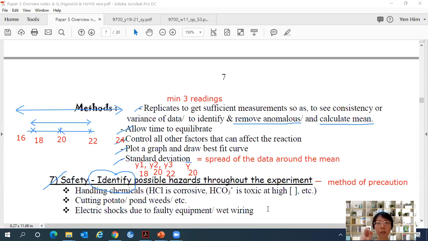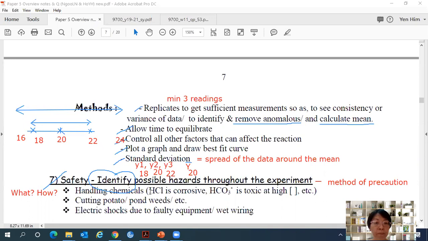So what is the possible danger? What is the item that's dangerous? What is the action that's dangerous? And how to prevent it? You have to write like this: what and how. The keyword here is what and how. So say for example, if you're using chemicals that are corrosive, like HCl or H2O2, then you need to say how you are going to protect yourself from this chemical.